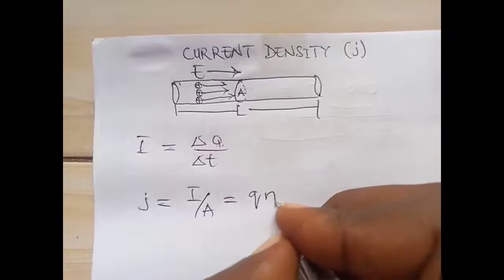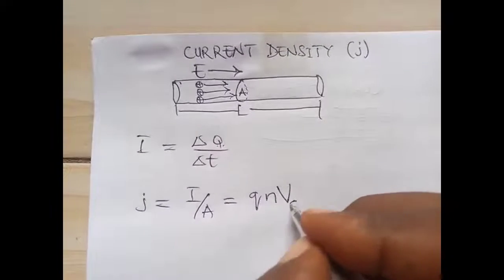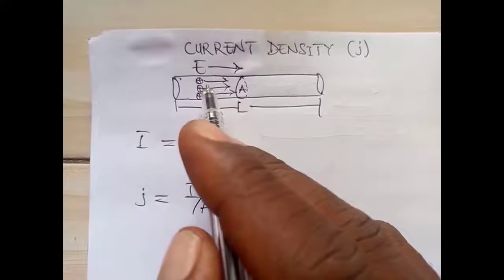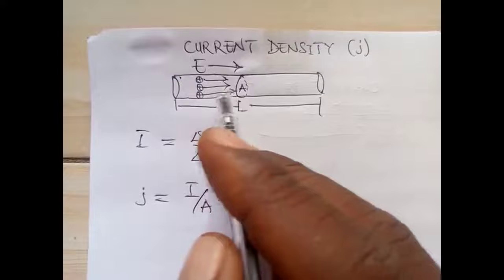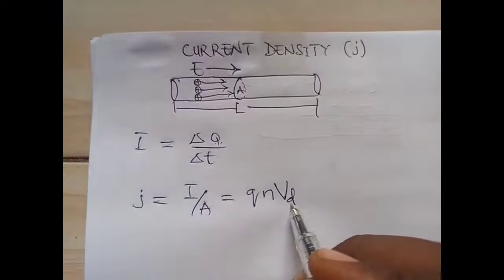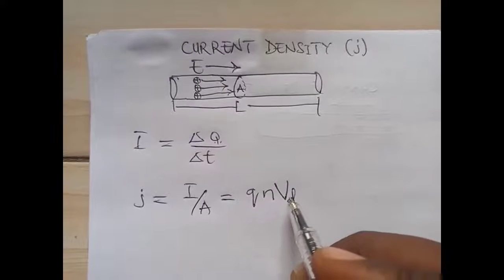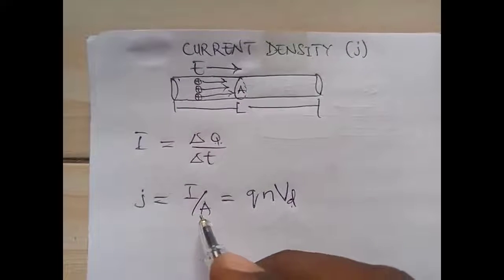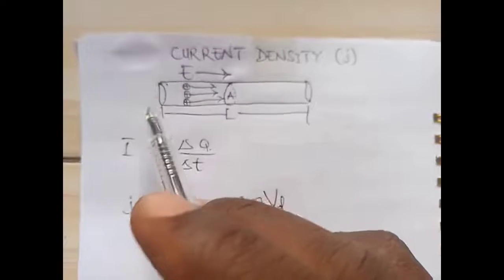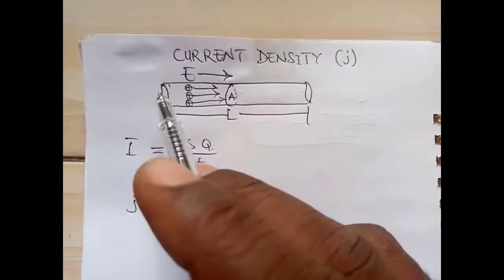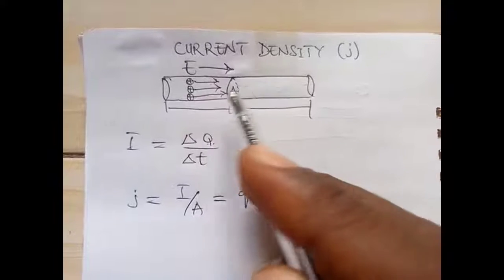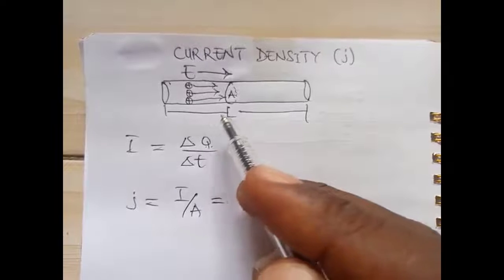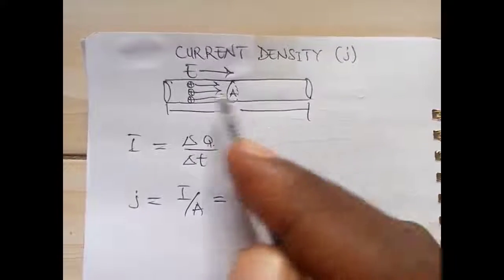which is also equal to the charge density N, the charge Q and V_d. This is because these charges that move, they move with a particular speed, they drift with a particular speed we call drift velocity, which is this V_d. So that is the formula for current density. And the electric force that propels the charges through the conductor is as a result of the electric field inside of this wire.